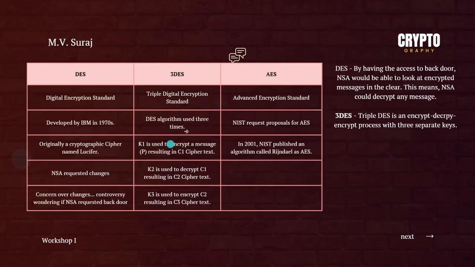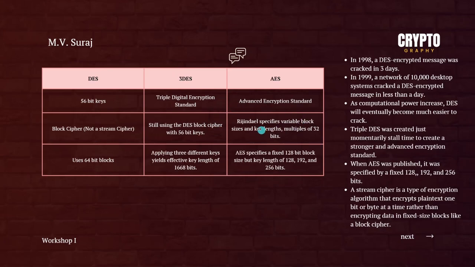And then we will talk about AES. So NIST requested proposals, and in 2001 NIST published an algorithm called Rijndael as AES. So Rijndael specifies variable block size and key length in multiples of 32 bits. Of course, that's exactly what we just went over. And AES specifies a fixed 128-bit block size, but key lengths of 128, 192 and 256 bit.